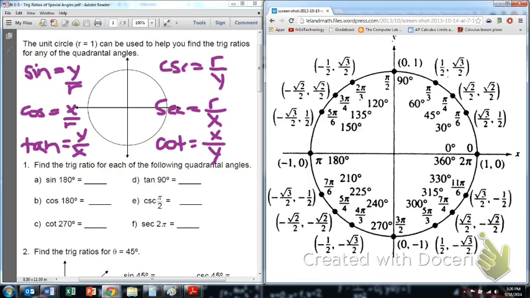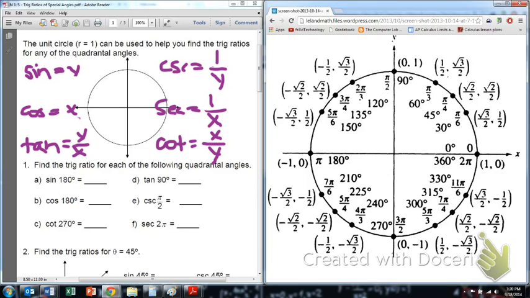So everywhere that we have an r, we're going to put a 1, because on the unit circle the radius is 1. So that's going to make the sine just y, and the cosine just x, and the cosecant 1 over y, and the secant 1 over x. Okay, so it's not going to change the tangent or cotangent, but the other ones get a little bit simpler because r will always be 1. So let's look at this in terms of our quadrantal angles.